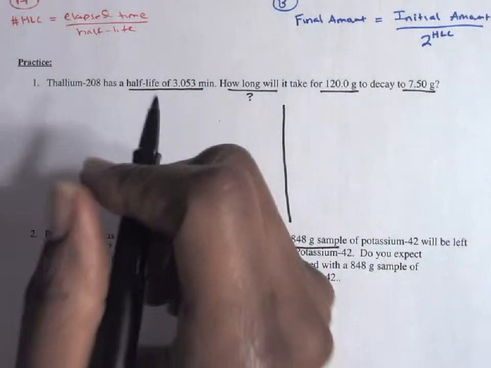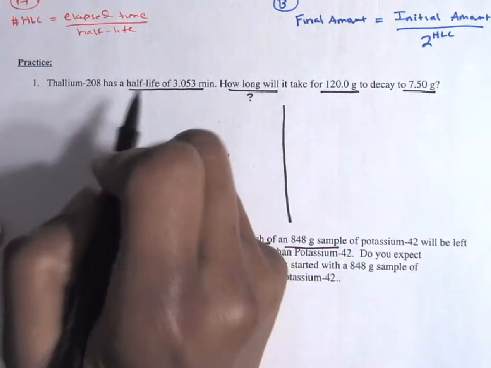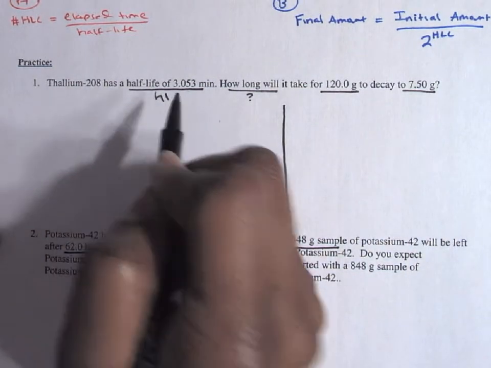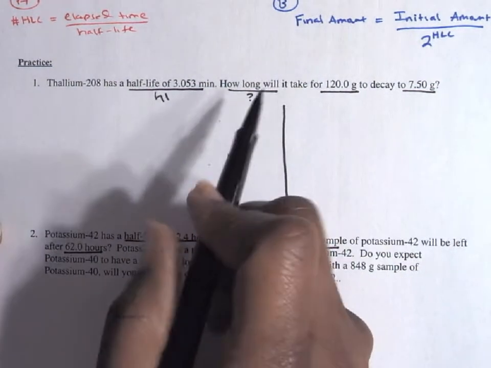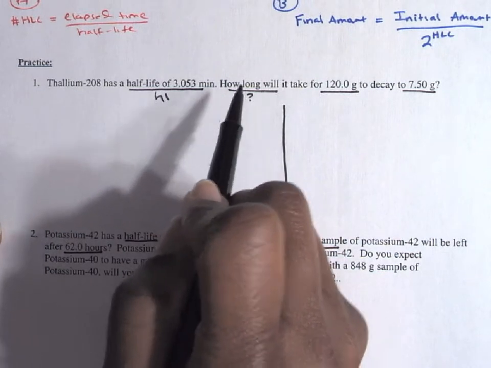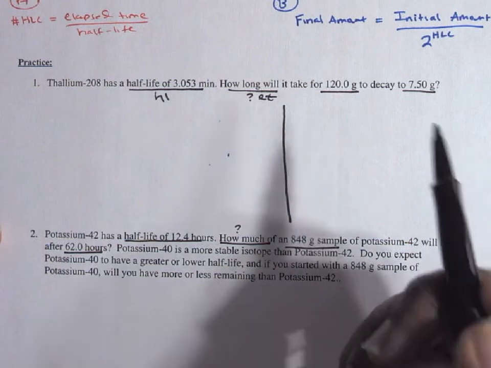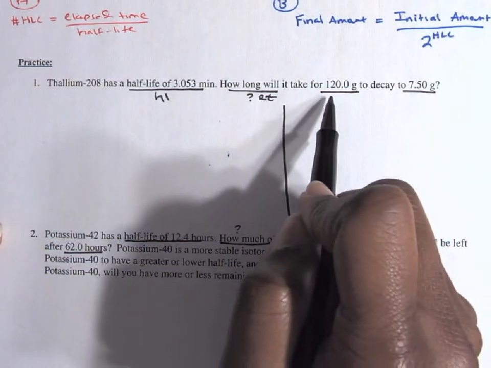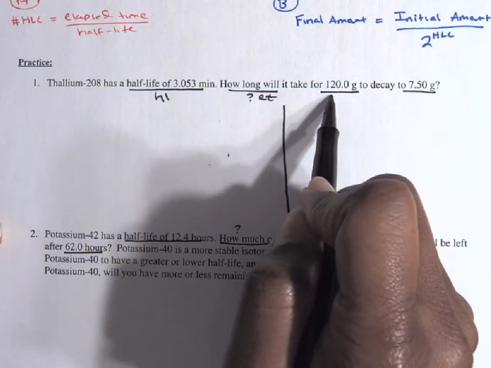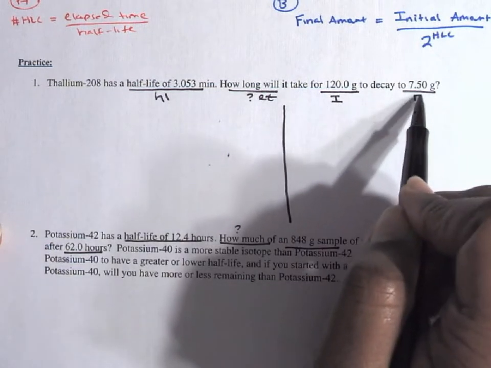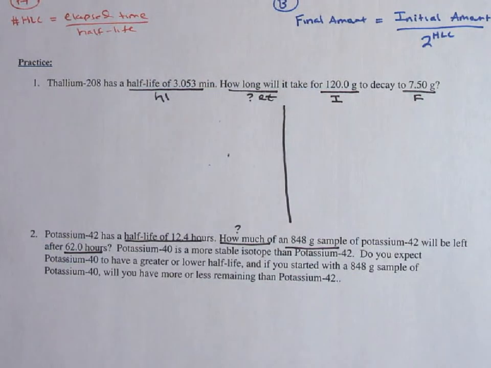As you can see from the problem, the information that we're given is the half-life. I'll use lowercase HL for that. We're asked how long it will take. That's our elapsed time, so what we're trying to find is the elapsed time. And 120 grams is what we're starting with, so that's our initial amount, and our final amount is 7.5 grams.